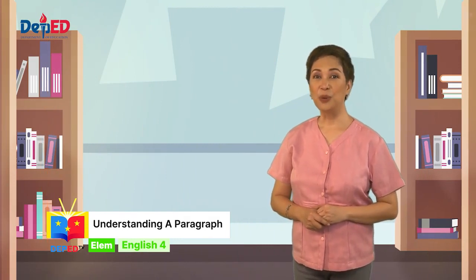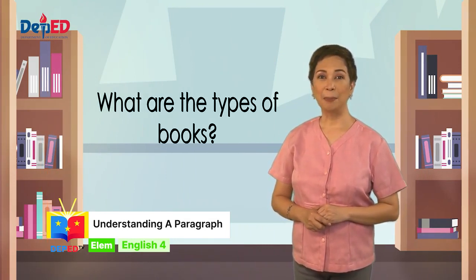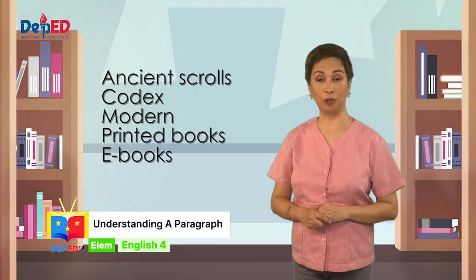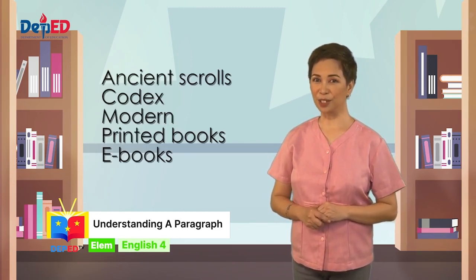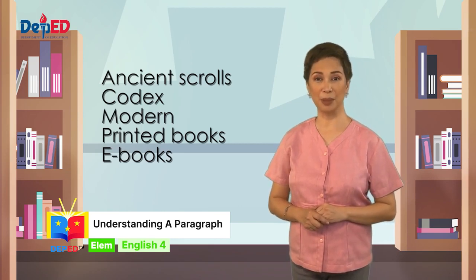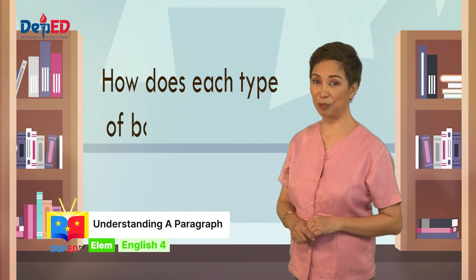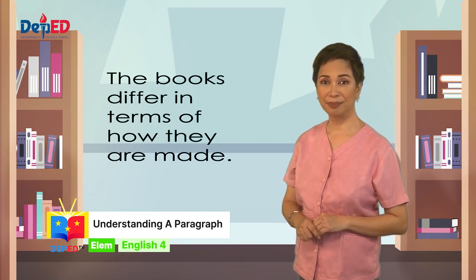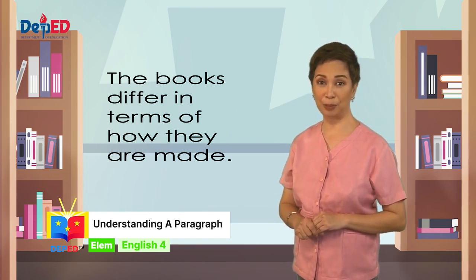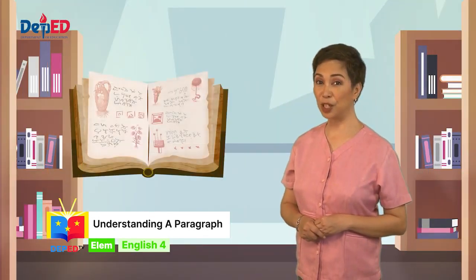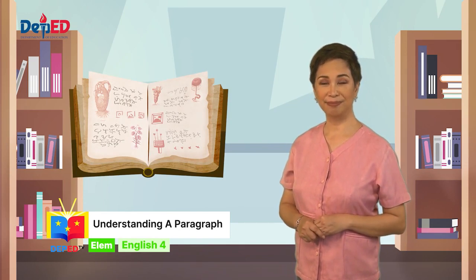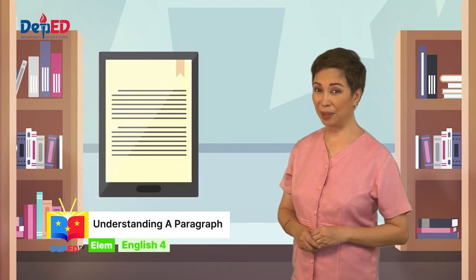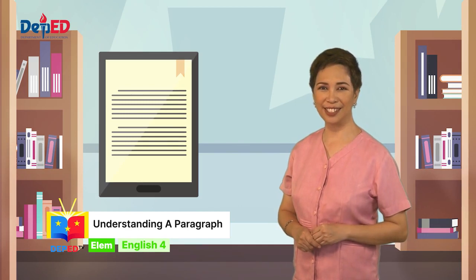Next question. What are the types of books? Based from the second paragraph, there have been various types of books like ancient scrolls, codex, modern printed books, and electronic books or e-books. How does each type of book differ from the other? These books differ in terms of how they are made. The ancient scrolls are made out of the papyrus plant. Codices are made up of parchment papers bound with wooden covers. The books that we have today are printed by machines. And e-books are made electronically and you can read them on gadgets.